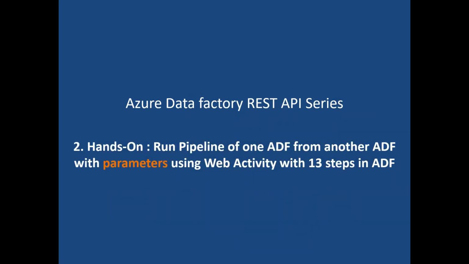So in this Azure Data Factory REST API series, in this particular session, we will be doing a hands-on on running the pipeline of one ADF from another ADF with parameters. In our previous session, we just saw how to call the pipeline which is in another data factory from our current data factory. But we did not pass any parameters while calling the pipeline.